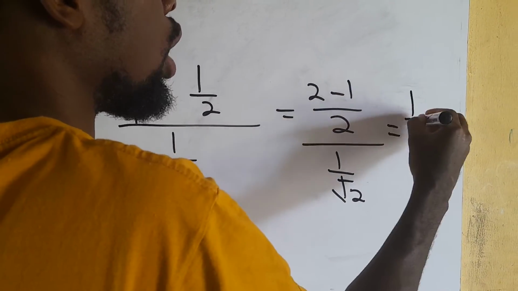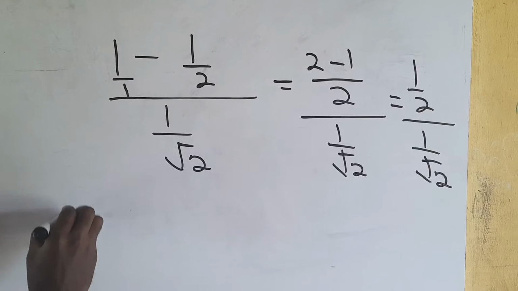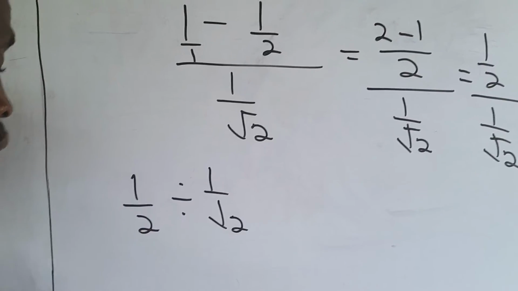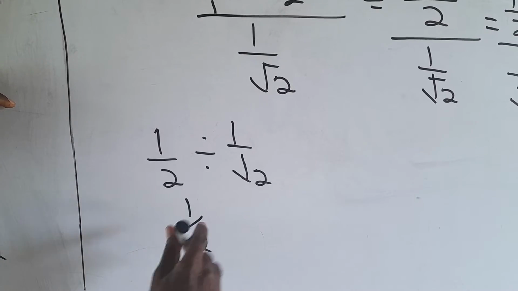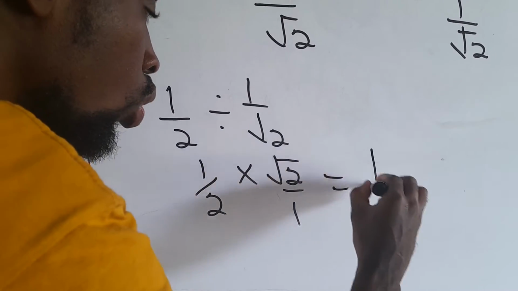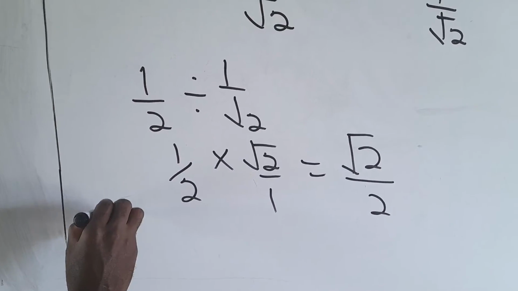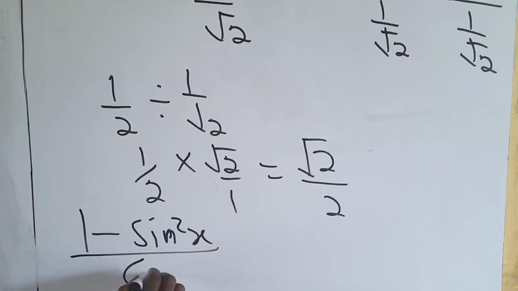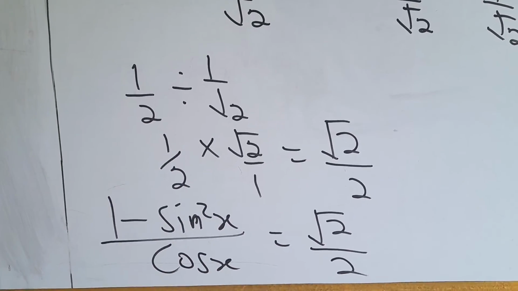So this will be 1 over 2 divided by 1 over root 2. So what are we having? I have 1 over 2 divided by 1 over root 2, which we can change to a multiplication problem by reciprocating. So we say 1 over 2 times root 2 over 1. 1 times root 2 will be root 2, and 2 times 1 will be 2. Then we can say that 1 minus sine squared x over cos x will be equal to root 2 over 2. I hope you get that.